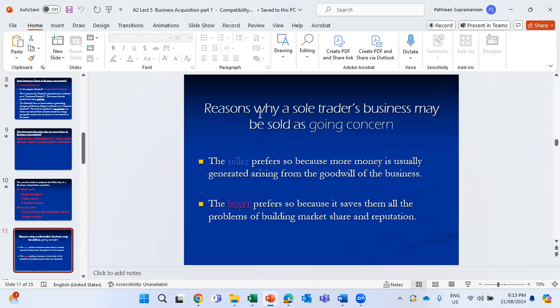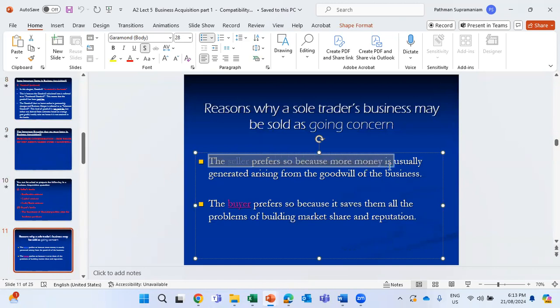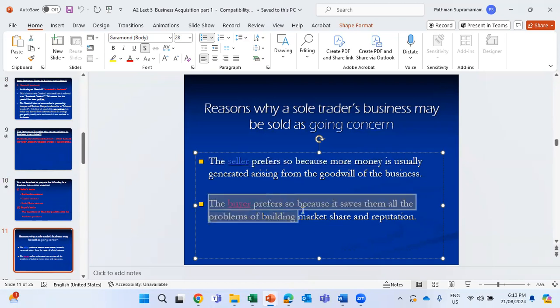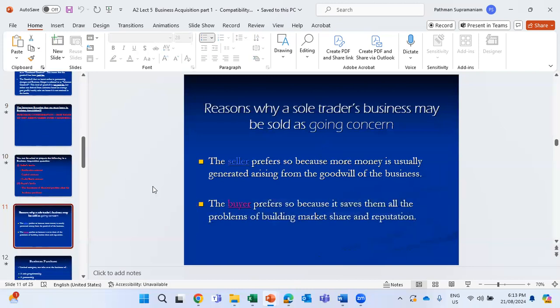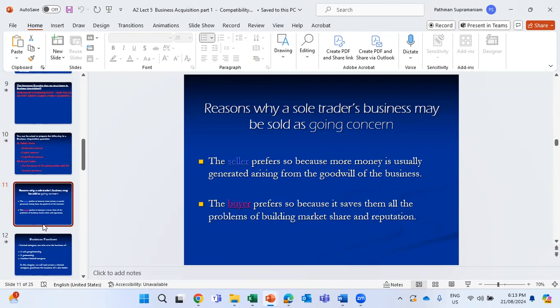Okay, so this slide contains reasons why a sole trader's business may be sold as a going concern, because the money might be good, right? Maybe the sole trader doesn't want to continue the business. And the buyer prefers this because it saves them from all the problems of building market share. That means rather than starting from scratch and creating a new company, they might as well buy an existing company, because the existing company might have its own clients. So this saves the buyer the headache of looking for new clients and so on.